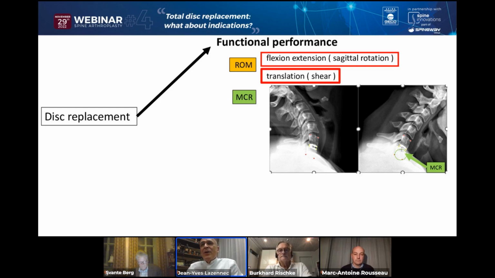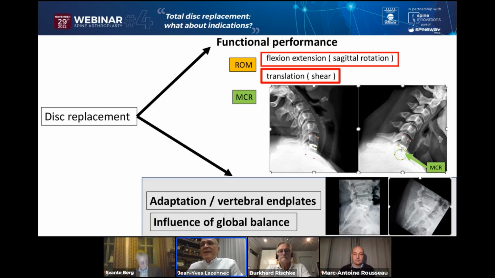But in disc replacement, there is another concept, which is the adaptation regarding the vertebral end plates, and it was one of the previous questions, and the influence of the sagittal balance. And most of the time, we look at limited X-ray, like in this example, with flexion extension X-ray. So we are very happy to have good range of motion. We don't analyze very frequently the mean center of rotation, and we have little experience in the study of the adaptation of end plate regarding implants.